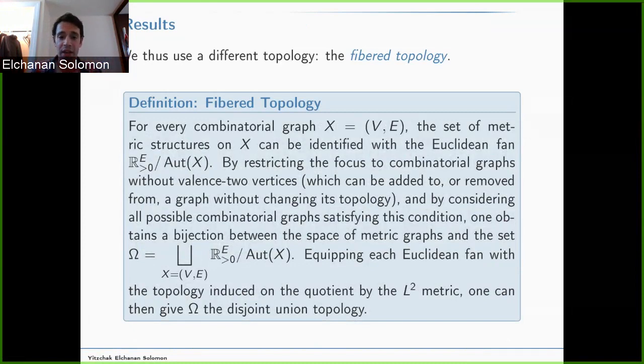And if you do that, the resulting Euclidean fan completely parameterizes all the distinct metric structures on that combinatorial graph. And if you do this for every different combinatorial type and you take the union, you'll end up having parameterized all possible metric graphs. So in a sense, this parameterization has two parts. There's a combinatorial part, and then once you pick the combinatorial type, you have to pick the edge weights, and to cancel out the symmetries, you have to quotient out by the automorphism group.